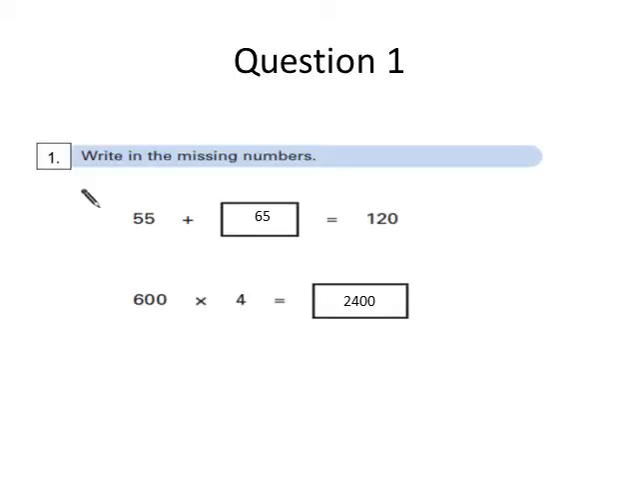Today we're supposed to answer all the hard questions that you met in the homework. So let's start by answering question number one. Here in this question, we have to answer it mentally. 55 plus something equals 120.